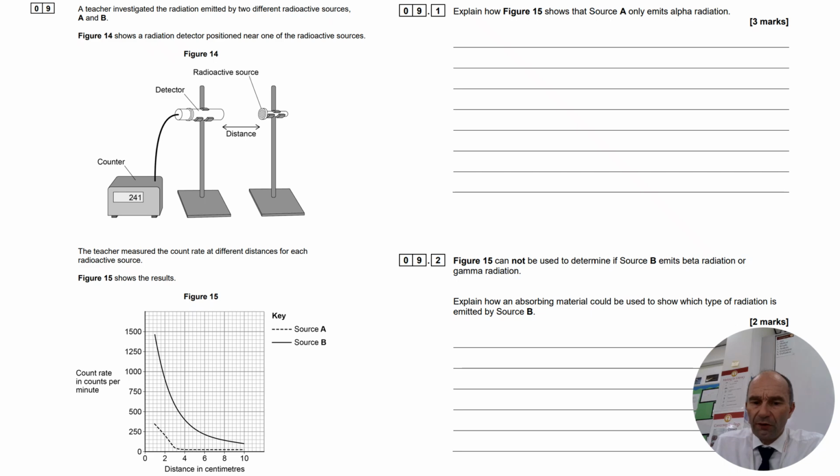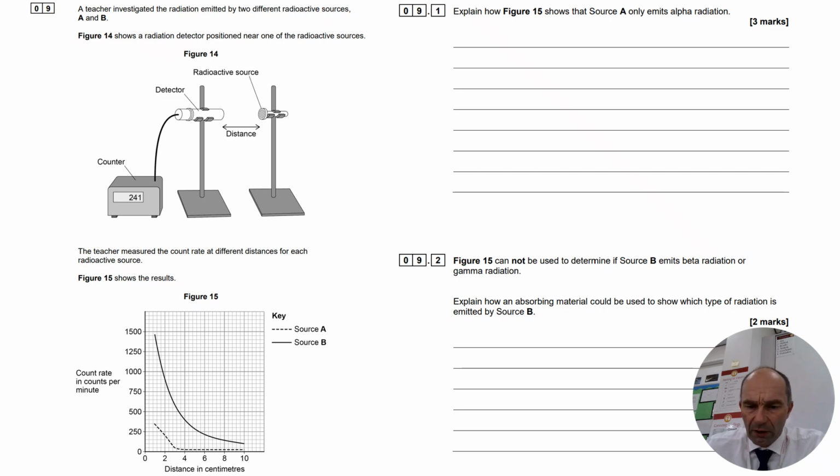Okay, then question now, we're back on to radioactivity. A teacher investigated the radiation emitted by 2 different radioactive sources, A and B. Figure 14 shows a radiation detector positioned near one of the radioactive sources. So that's how they did it with your Geiger Muller tube, with a Geiger counter.